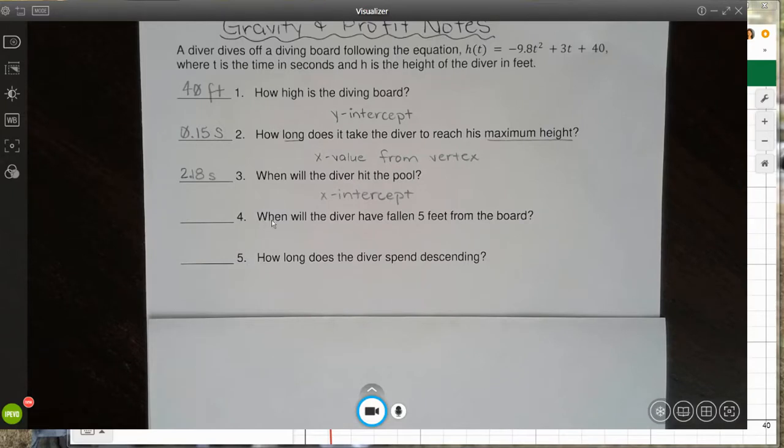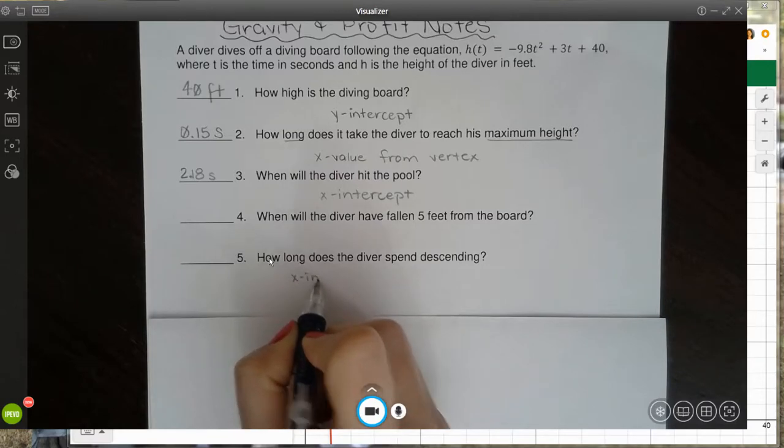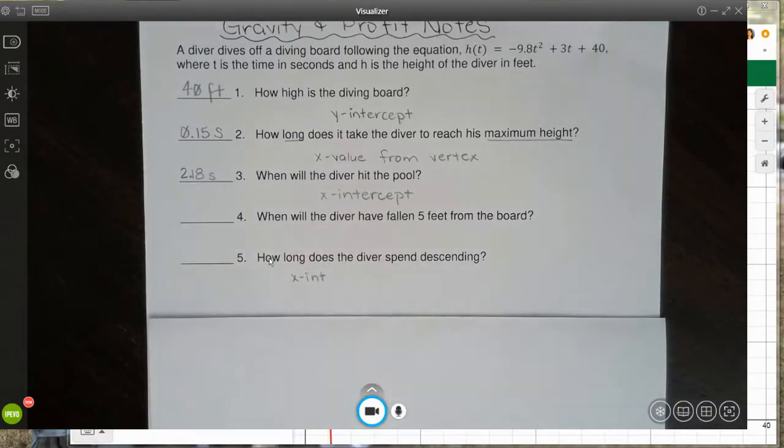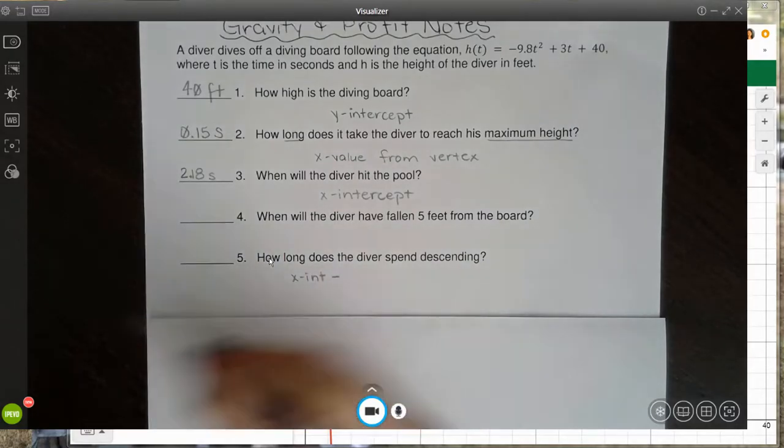So I'm going to actually skip number 4 and go to number 5 for the moment. How long the diver spends descending. That means falling from his highest point. So I'm looking at the difference from the time to hit the pool, so the x-intercept value, minus the time that he got to his maximum height.